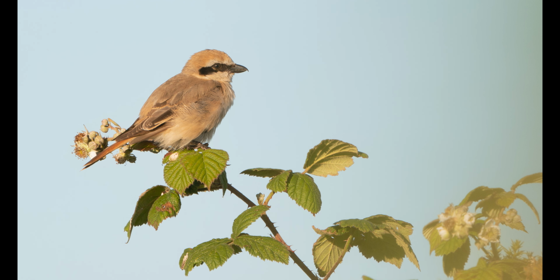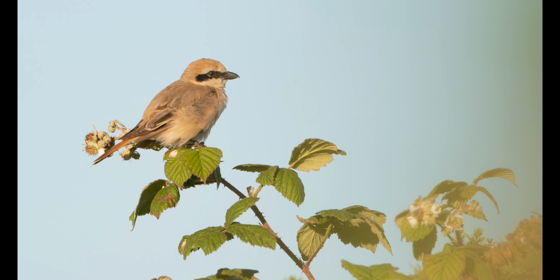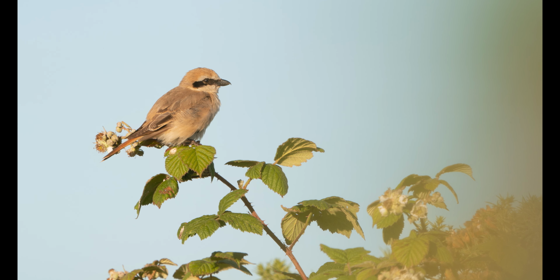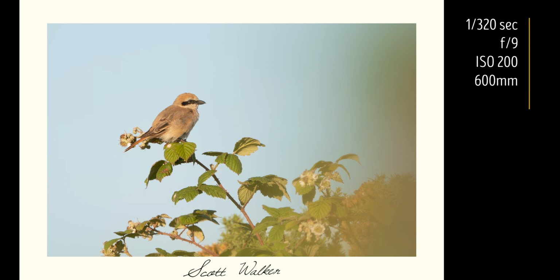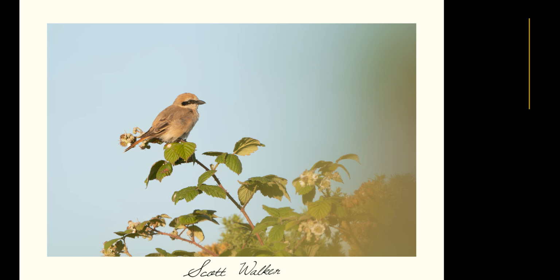So here's the Turkestan shrike, a small bird, roughly the same size as a hawfinch. I'd have liked to have got a better picture than this. The light wasn't great, but I managed to get a bit of foreground blur on the right from a bush that I was hiding behind, and I'm pleased to have this vagrant bird for my collection.